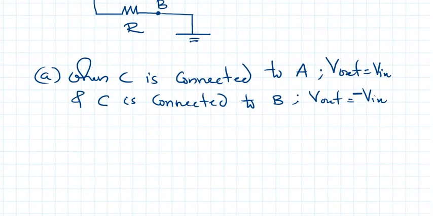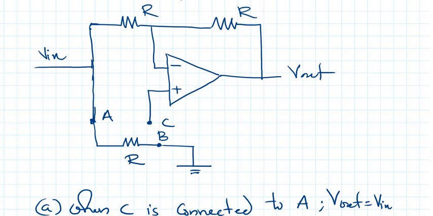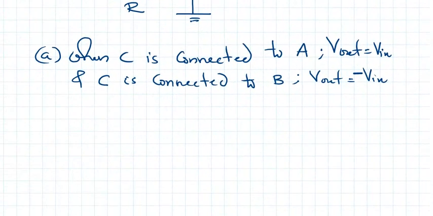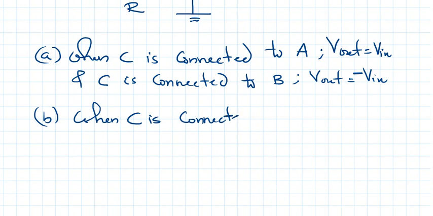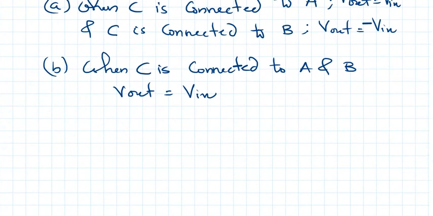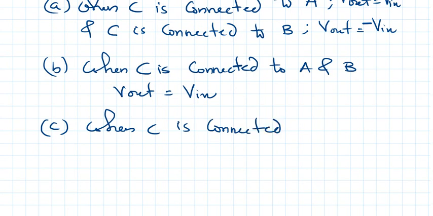And B: when C is connected to A and B, V out is equal to V in. And C: when C is connected to A and B, V out is equal to minus V in. And D, none of the above.